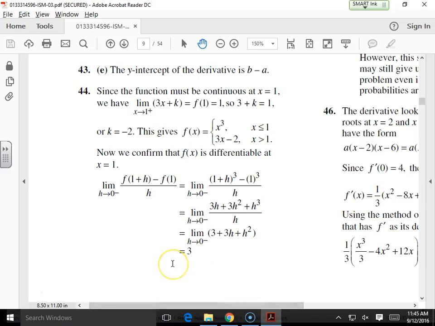Well, if it's continuous there, it may be differentiable. It may be differentiable, but it's not guaranteed. So that's why they're saying now we confirm. So they made it continuous and they were confirming it was differentiable. Otherwise, you have to say something to the extent of it's impossible to be differentiable. Is a sharp point continuous? Yes. It's like absolute value.